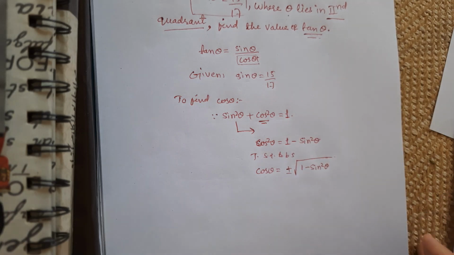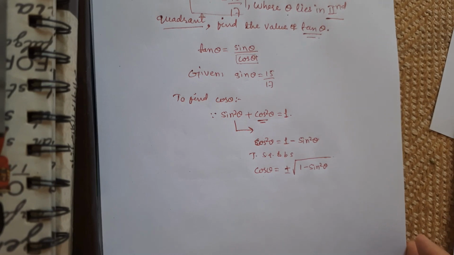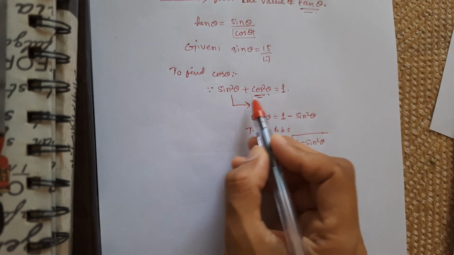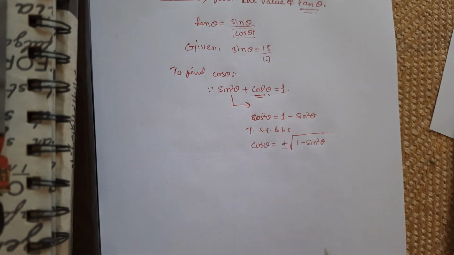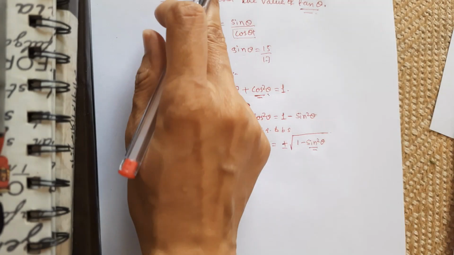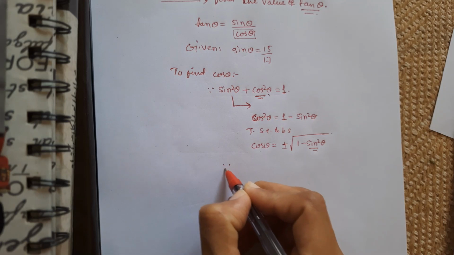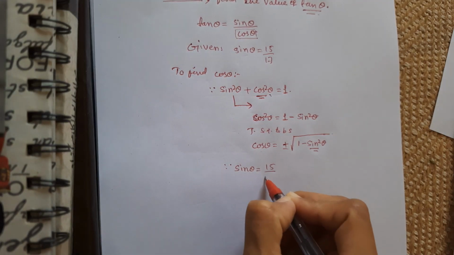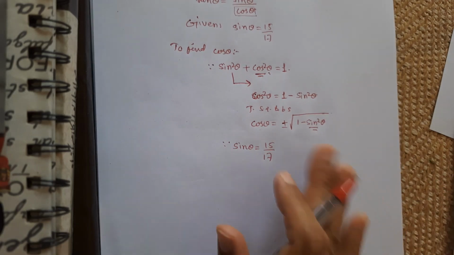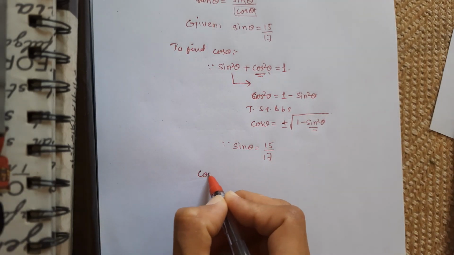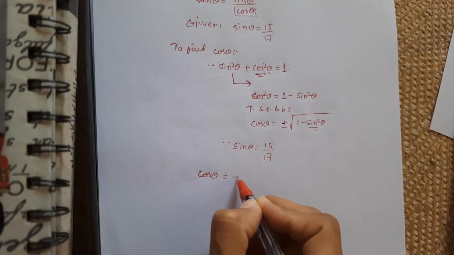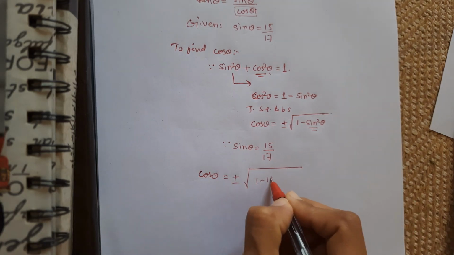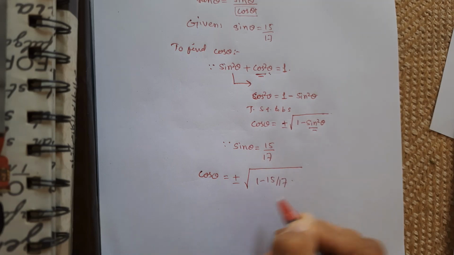Okay, is this clear to everyone how we read this? Simple, we just need to use the identity. Now sine square theta, the value is given to me. Since sine theta is given as 15 upon 17, I am just substituting the value. So I will get cos theta equal to plus or minus root of 1 minus 15 upon 17.